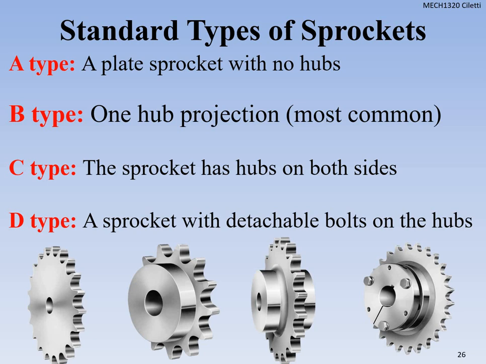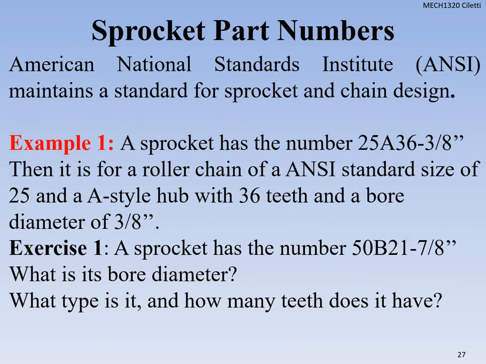Type C has hubs on both sides, and type D is a sprocket that has detachable bolts on the hubs, so we really lock those in tight. Some exciting stuff here: sprocket part numbers. Wherever you work or design something, you're going to go through the specifications for the project, pull up your vendor data sheets, and take a look at things like that as you go through this.